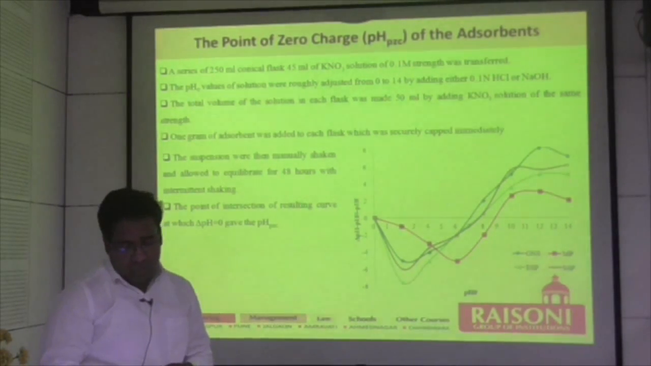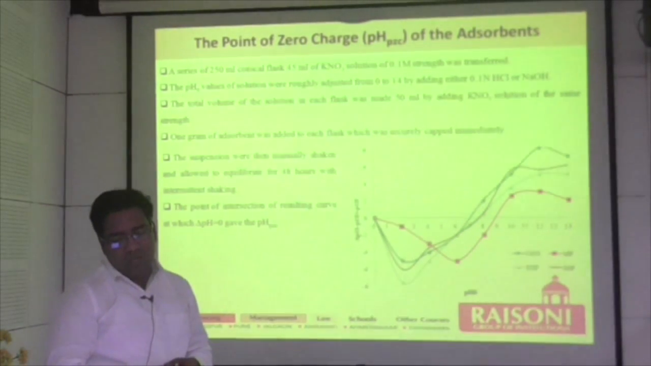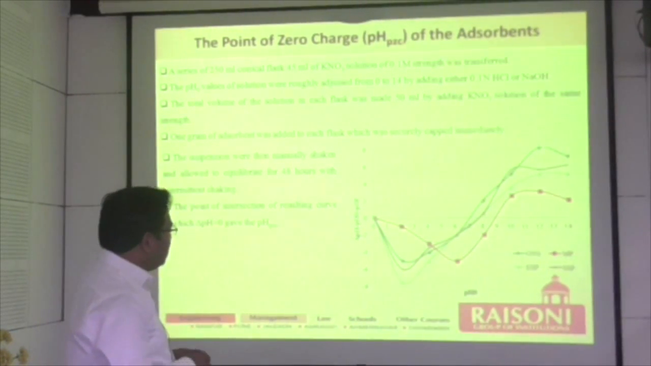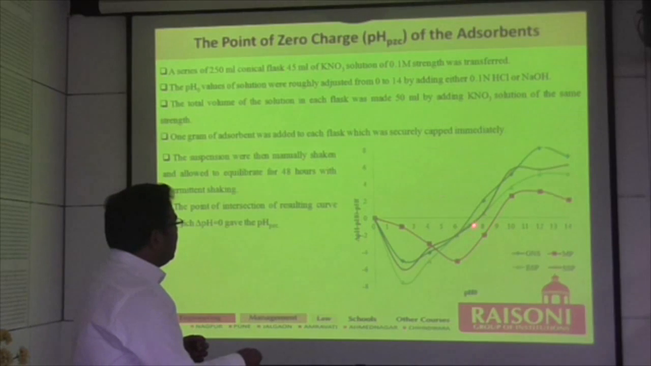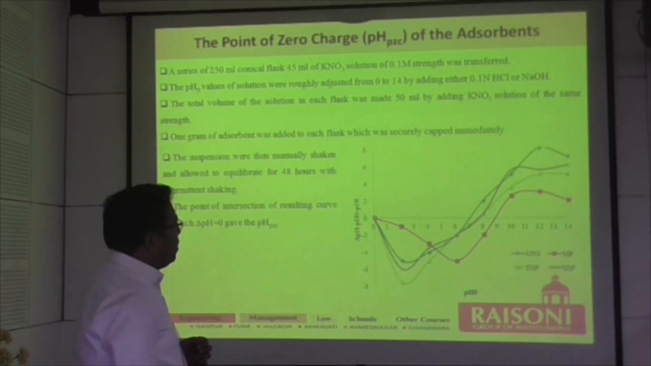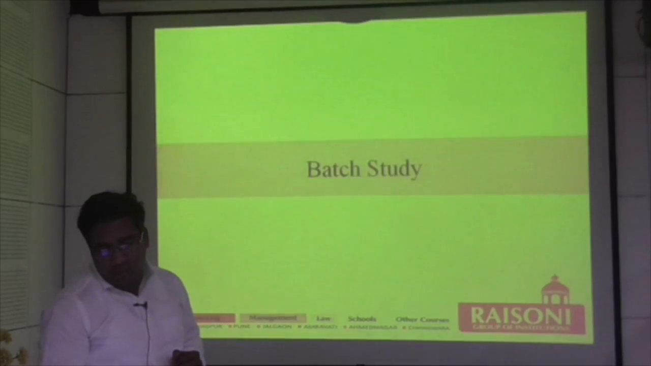The suspensions were then manually shaken and allowed to equilibrate for 48 hours with intermittent shaking. The point of intersection of the resulting curve at which delta pH equals 0 gave the pH point of zero charge. We can see this is the zero axis line. Here, this is one point, this is another point, this is the third point. For groundnut shell it is 7 pH, and for MP it is 8.9. For ESP it is 7.8, and for SSP it is also 7.8 pH.